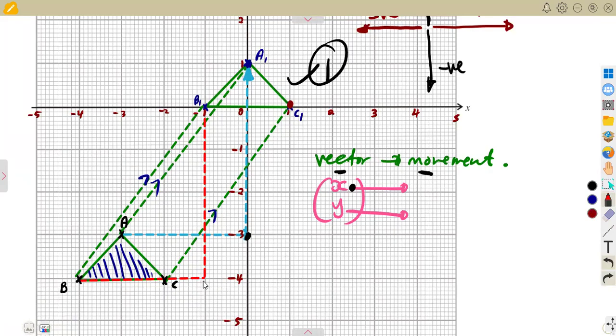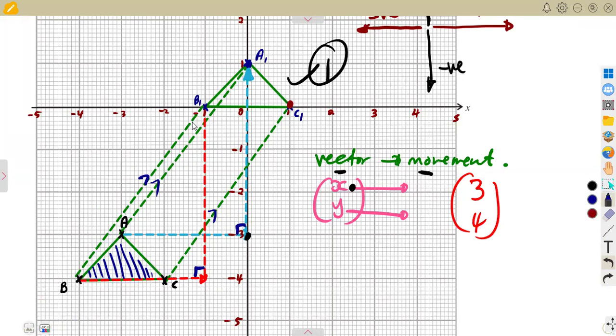So the movement in x, how many units from B? 1, 2, 3. So we moved 3 boxes according to scale. Each box is 1 unit. We are going which side? To the right, so it's positive 3. When you are at this point, how many units to where B1 is? 1, 2, 3, 4. 4 units.